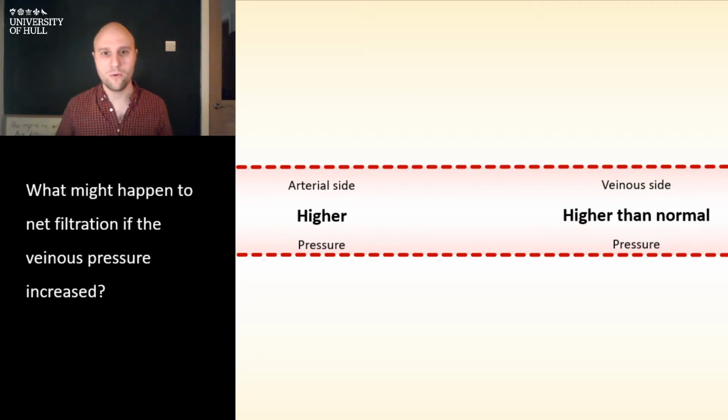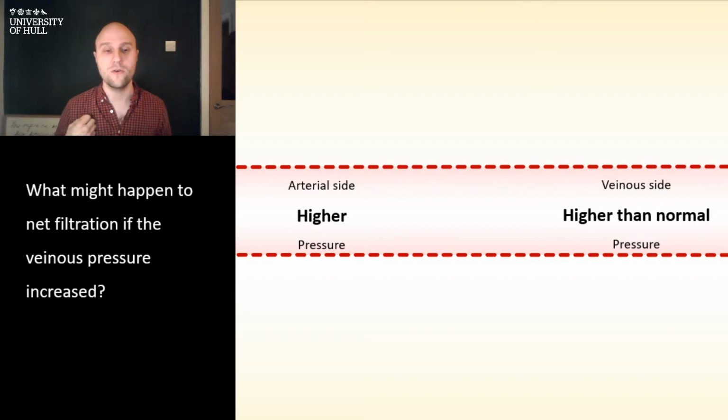Now, as we said quite a few times in the previous tutorial, the movement of blood through the capillary occurs due to there being higher pressure on the arterial side than there is on the venous side. But what happens if there's an increase in pressure on the venous side? This could be due to a couple of reasons.